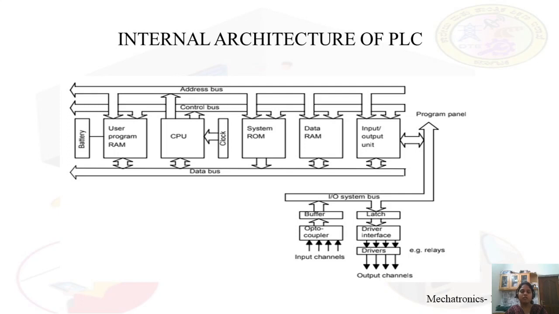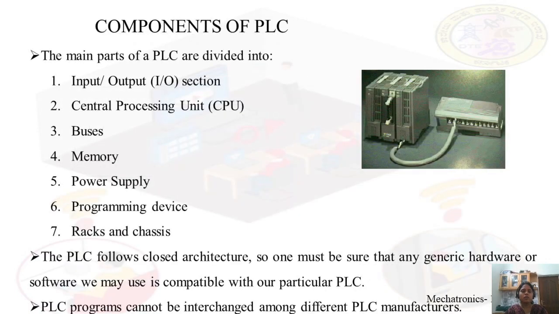Then with control variables, which are then copied into the output modules for controlling the operations. Okay, this is how it works. And next, what are the main components of the PLCs? The main parts of a PLC are divided into input-output section, central processing unit, buses, memory, power supply, programming device, racks and chassis. These are the main parts of the PLCs.